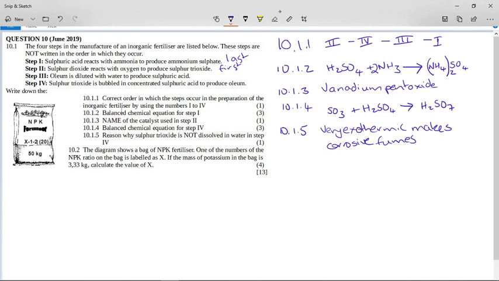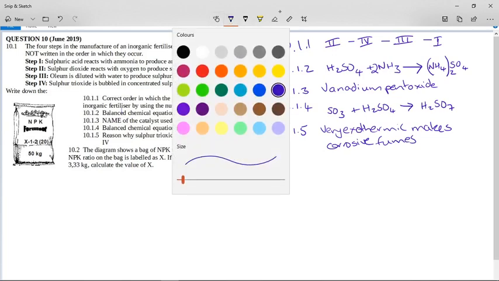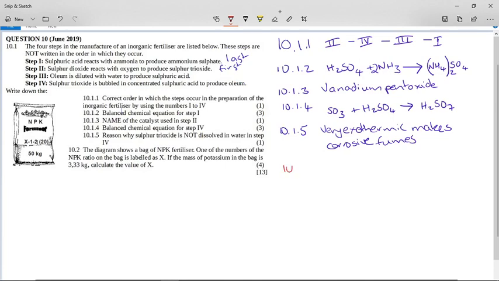Then in 10.2, okay, let's change the pen color. It says the diagram shows a bag of NPK fertilizer. One of the numbers of the NPK ratio on the bag is labeled as X. Here it is. If the mass of potassium, remember the potassium has to be the last one because it's NPK and K is potassium, in the bag is 3,3 kilograms, calculate the value of X.